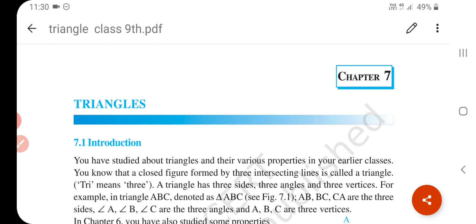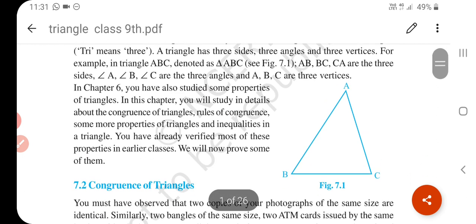Students, you know about triangle. What is a triangle? Three lines closed figure is called a triangle. In earlier classes you have studied about triangles and their various properties. A triangle is a closed curve formed by three line segments. Tri means three. A triangle has three sides, three angles and three vertices.